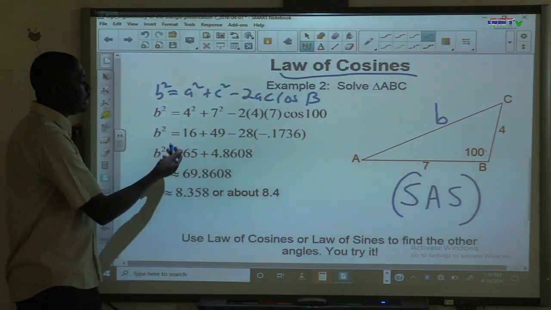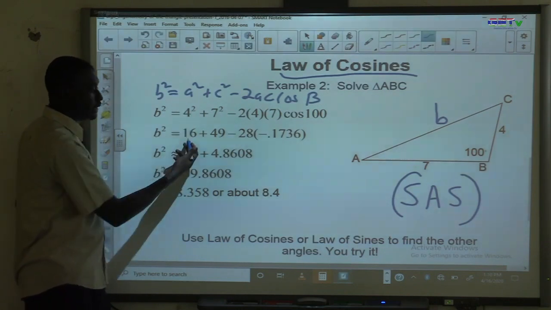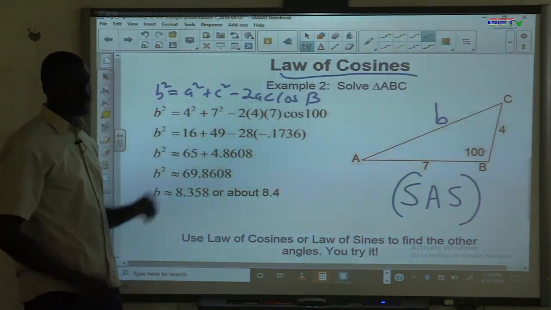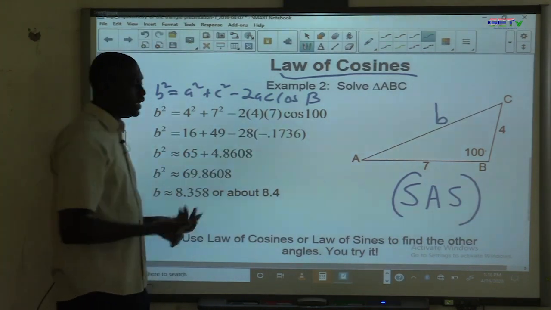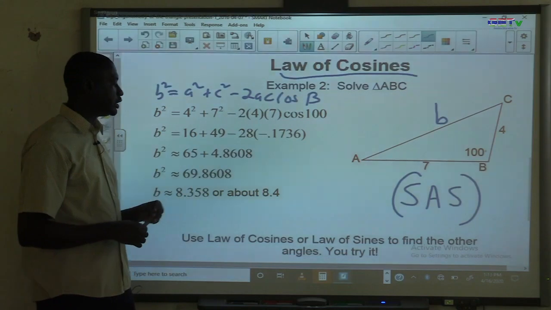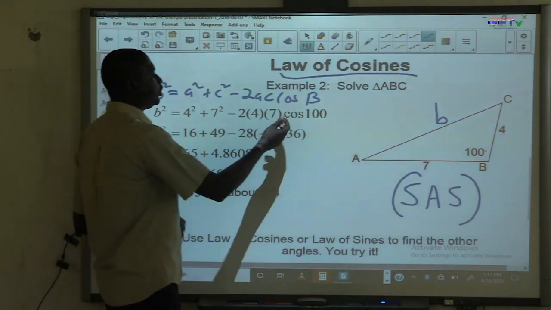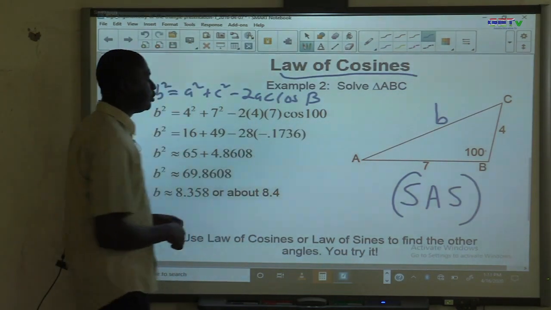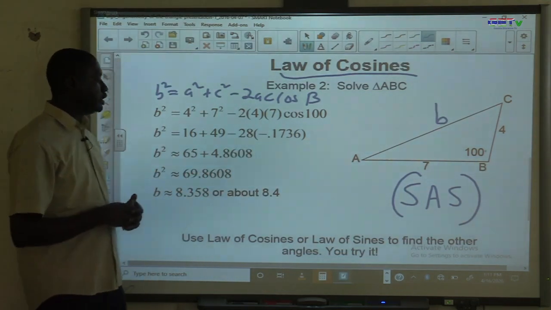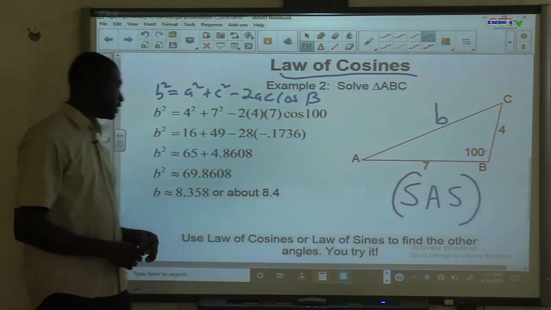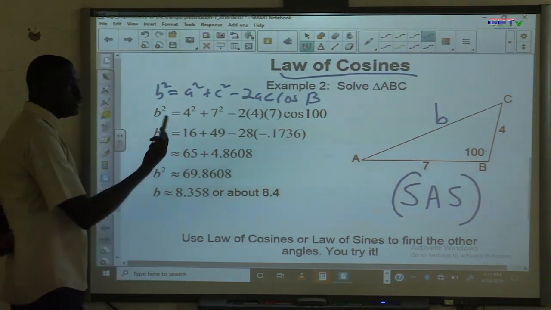So B squared is equal to 4 squared is 16, 7 squared is 49. So minus 2 times 4, which is 8, times 7 will give us 28. In bracket, we have cos B will give us negative 0.1736, if you punch it in your calculator. So we'll add the two values together.